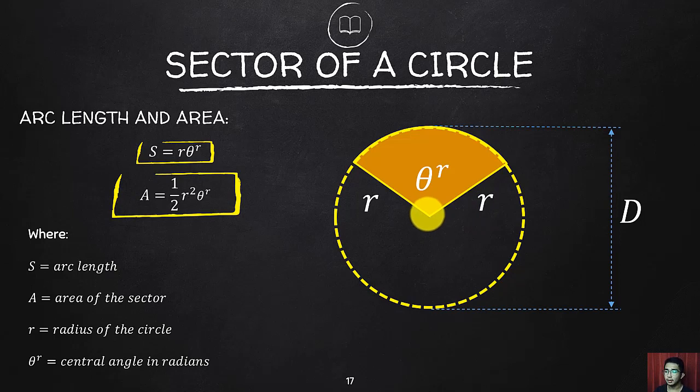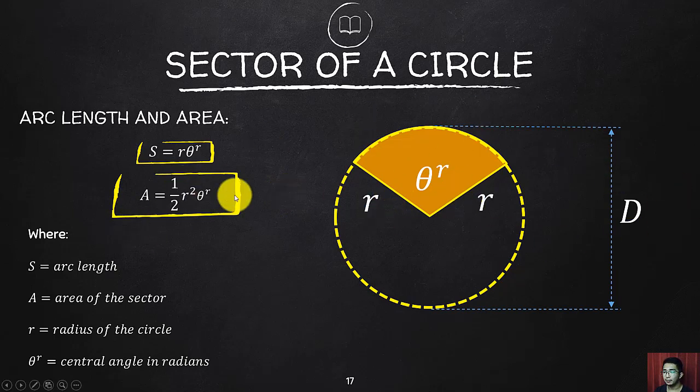The central angle must be in terms of radians because radians is a unitless quantity. So how do you convert degrees to radians? If you recall, 0 degrees is 0 radians, but 180 degrees is pi radians. So 360 degrees is 2 pi radians. So we can say that 180 degrees is to pi, or pi is to 180 degrees. That's your conversion factor for degrees to radians.